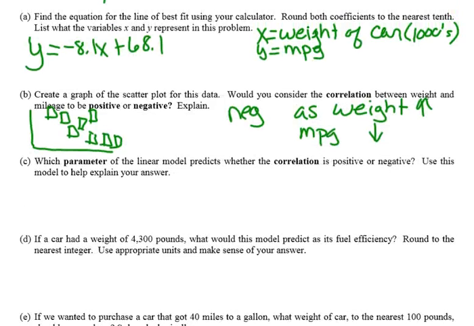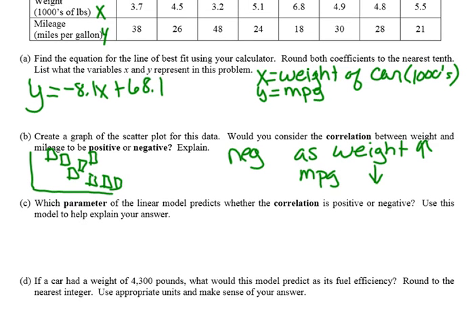Okay, once you entered it, you should have gotten an equation of negative 8.1x plus 68.1. They wanted to know what the x and y represent. X is the weight of the car in thousands of pounds. Y is your miles per gallon. Create a graph of the scatter plot.